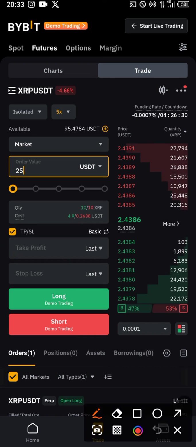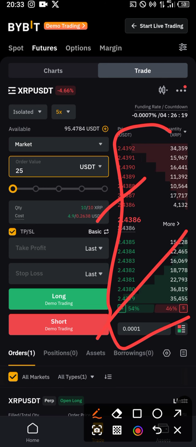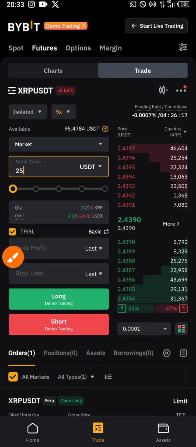Remember, this is our order book right here. The red is people selling, the green is people buying. You understand now? Good. Now let's move on.